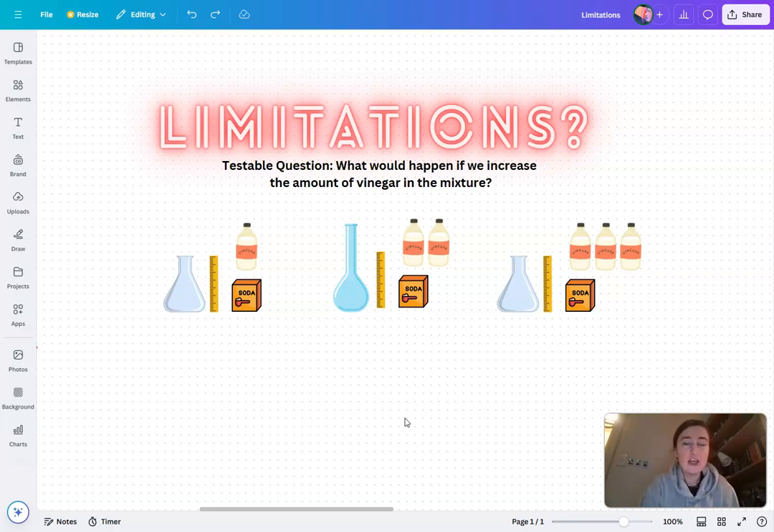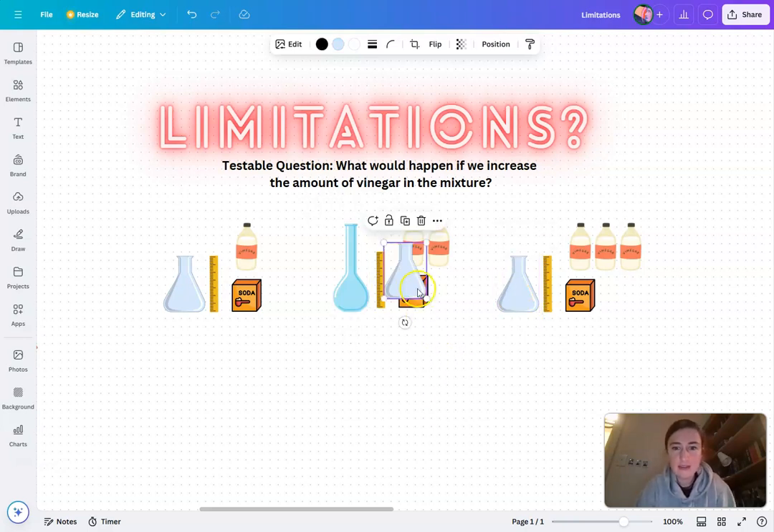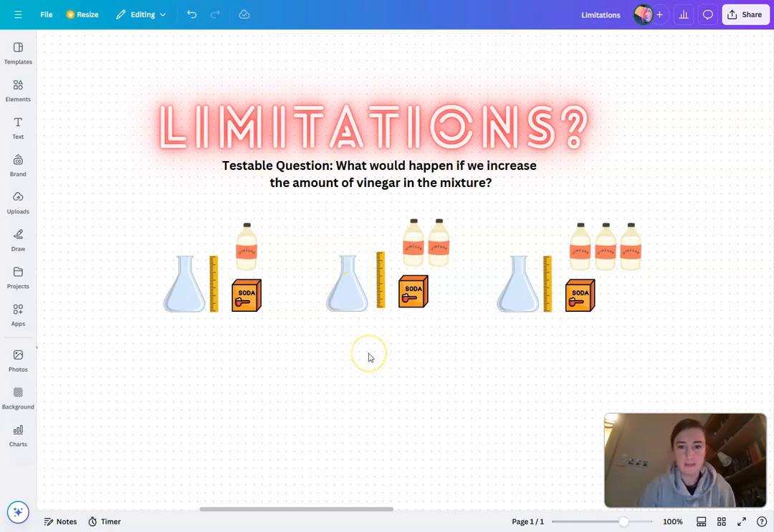Okay, hopefully you pointed out that this flask being different is going to be the limitation of this experiment, okay? It could cause our data to be inaccurate. It is a lot bigger and a very different shape than the other two flasks. We need this flask to be the same. We need another one of this flask over here so that everything can be the same, so that we know that the amount of vinegar is what is giving us our data, not this weird flask. We do not want this weird flask in here.